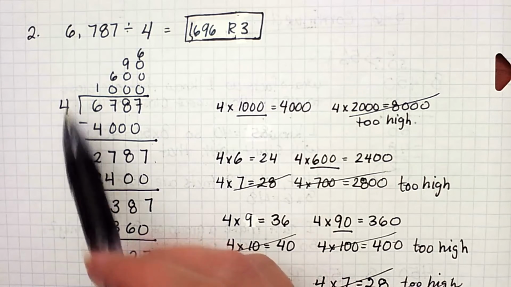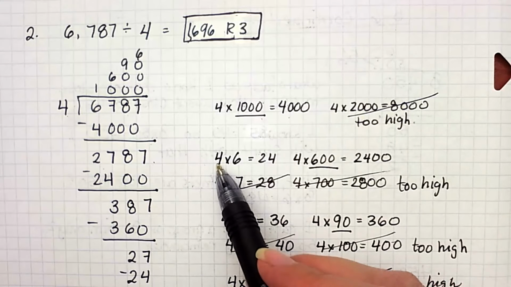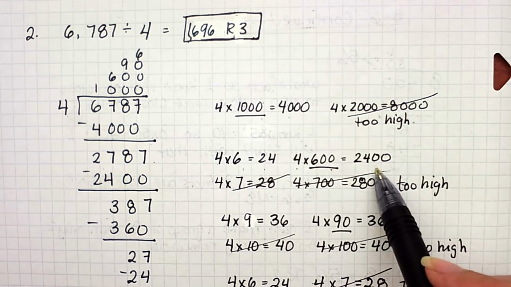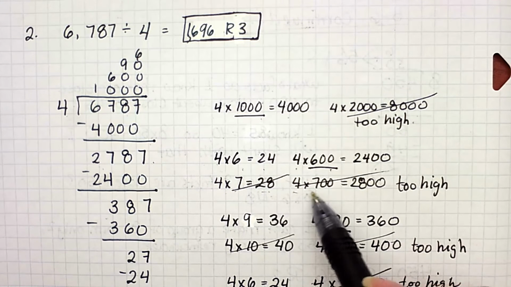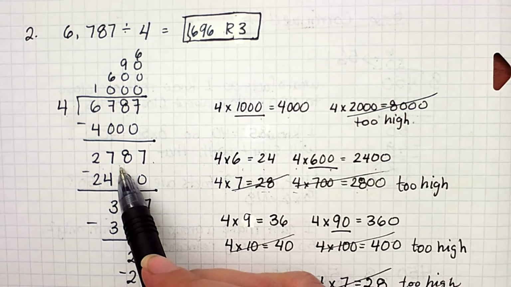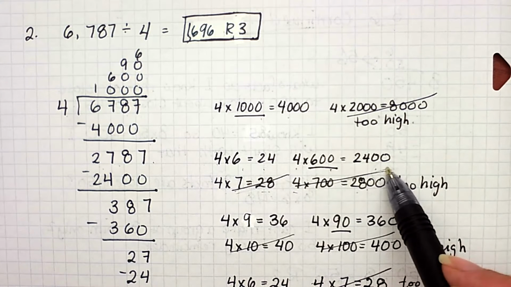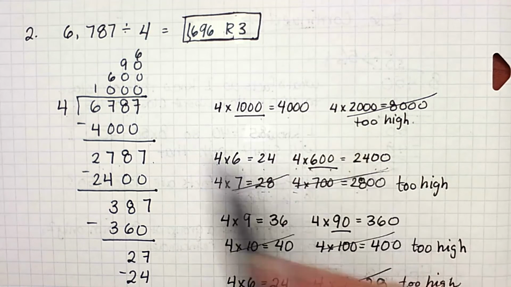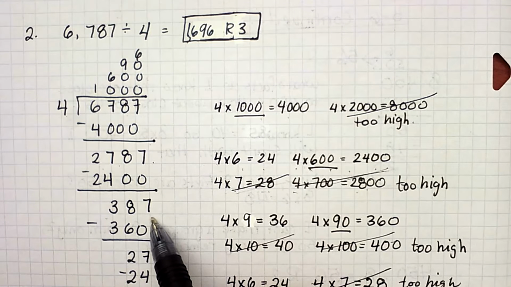So now I have to think, how many 4s are in 2,787? Well, I know 4 times 6 is 24. So 4 times 600 would be 2,400. Okay, let's see if I can get closer. What about 4 times 7? 4 times 7 is 28. So 4 times 700 is 2,800. That's too high. 2,800 is greater than my number over here. 2,800 is greater than 2,787. So I can't use those. I need to stick with the 4 times 600 equals 2,400. So I put my 600 up here. I subtract 2,400 and I end up with 387.